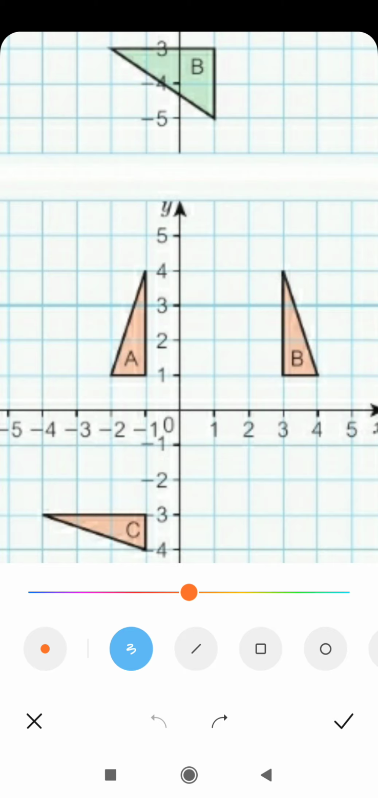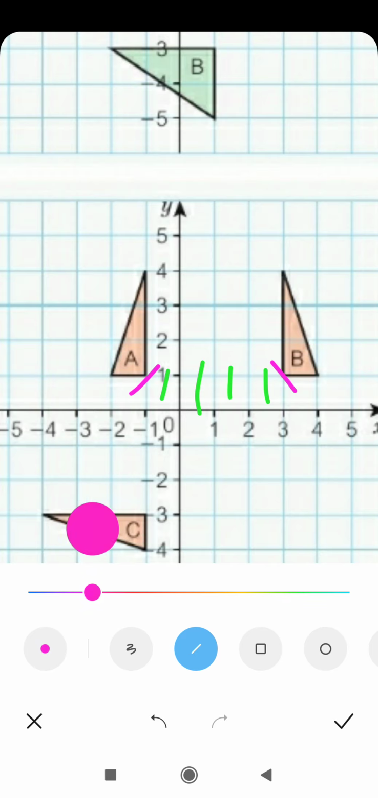When you talk about reflection, you have to understand that we have certain points to talk about. For example, these 2 points. Now, this point became here, so we find the distance between these points, which is 1, 2, 3, 4 squares, and then we divide them by 2. And that way we will get the line of reflection. So, the reflection will be on this line.